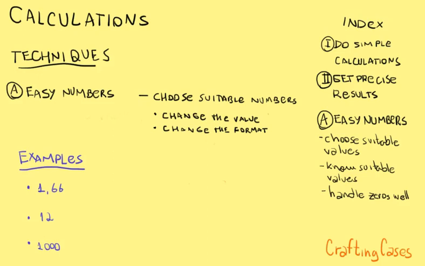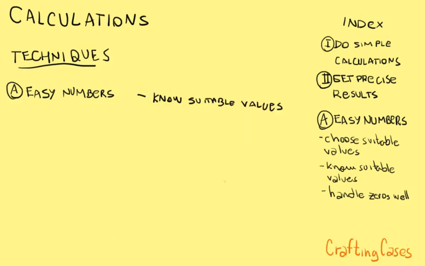If you're changing the format, you want to use equivalent numbers with different formats. Factors, fractions, or even sums or subtractions. 1.66 can become 5/3, 12 can become 4 times 3, and 1000 can become 2 to the third times 5 to the third.